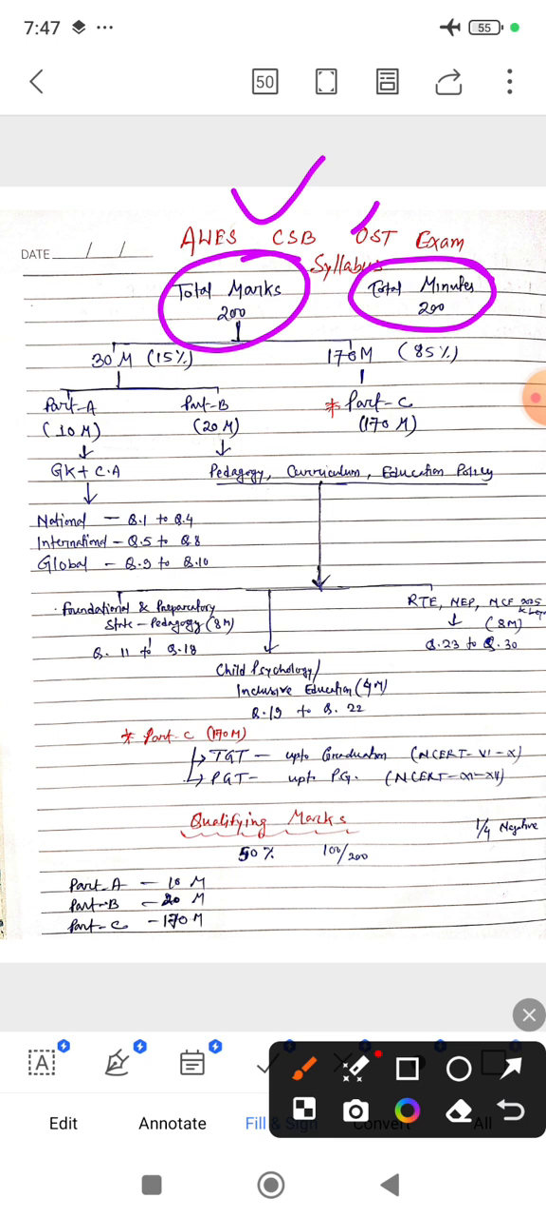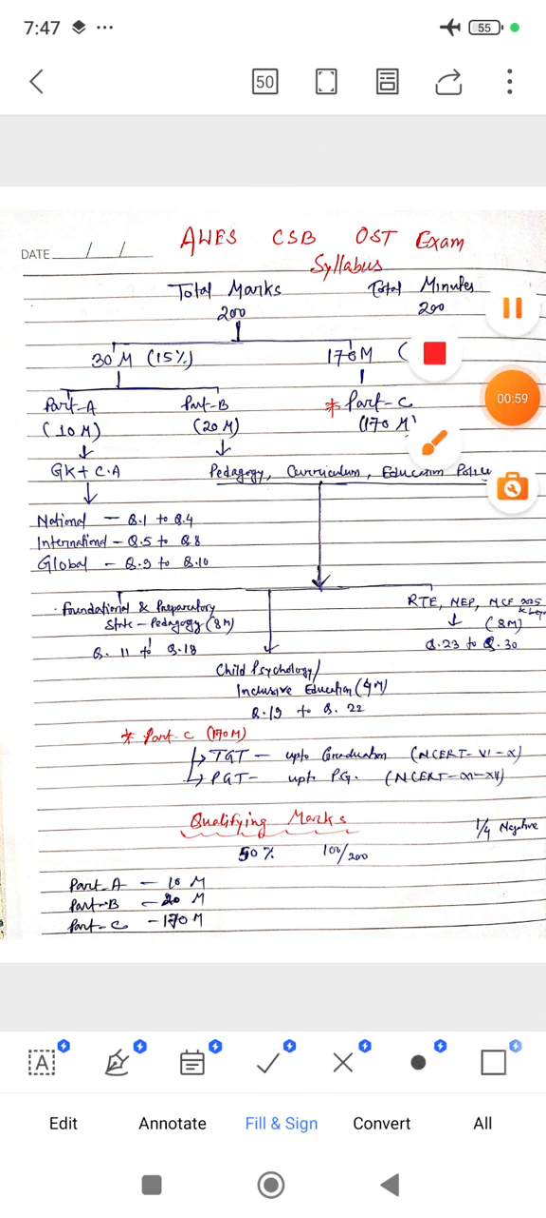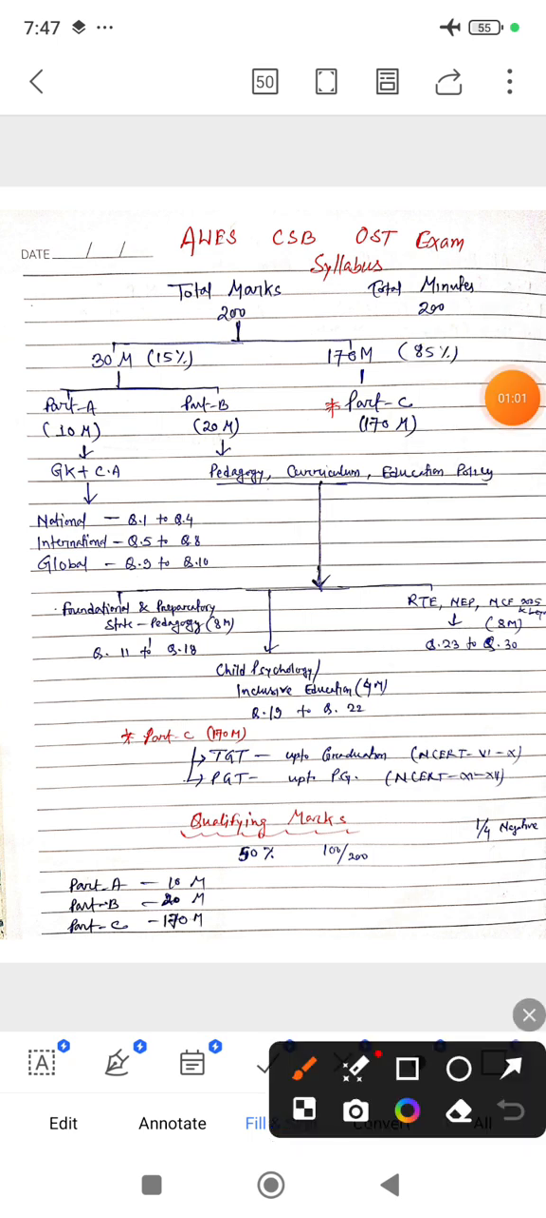So the total is 200 marks, and this is generally divided into two parts, that is 30 marks plus 170 marks. There are actually three parts: part A 10 marks, part B 20 marks, and part C, that is your 170 marks. Part A and part B I have combined into one, that is 30 marks.